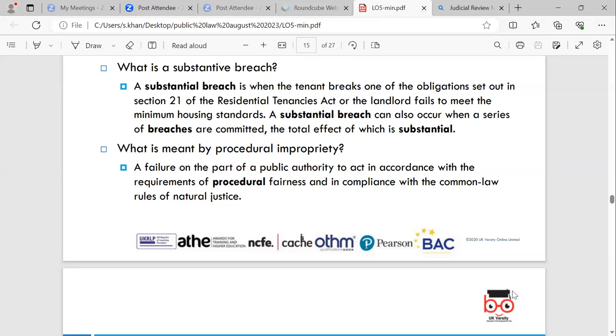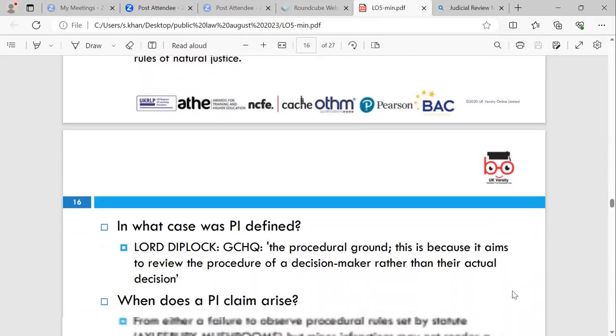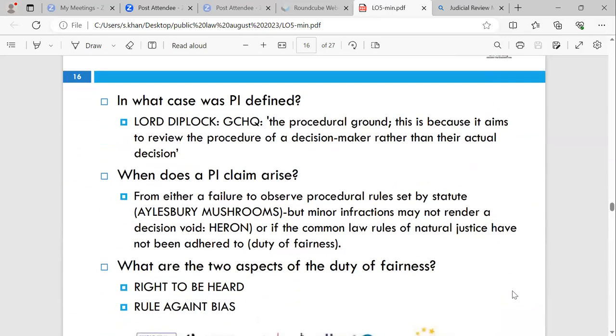And there are different elements of procedural impropriety. The first is failure to comply with procedural requirements set out in statute. Secondly, there's a broader heading of failing to act fairly, the core of which are the rules of natural justice. In what case was procedural impropriety defined? Lord Diplock in GCHQ said that the procedural ground aims to review the procedure of a decision maker rather than their actual decision.